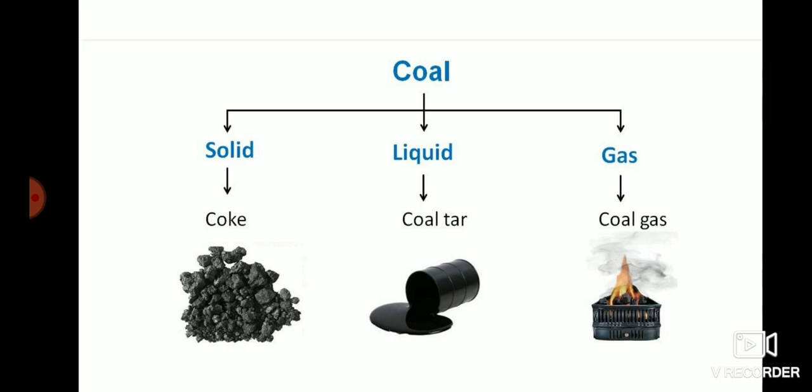Coal is available in solid, liquid, and gas form. The solid form of coal is known as coke, mainly used for burning and used as fuel in industrial areas. Whereas coal tar, that is the liquid form of coal, is used for making paints, making roads, making perfumes, and in processing of medicine and drugs. Coal gas is also used for getting heat and light. It is used as fuel.